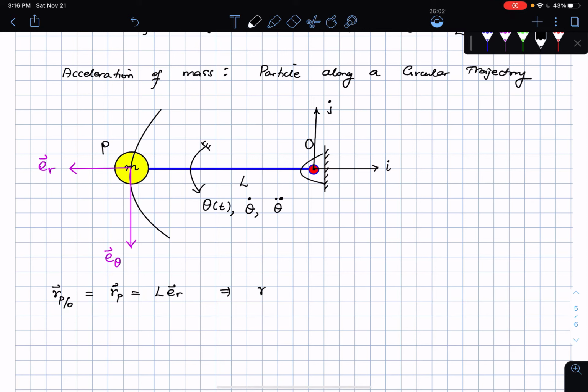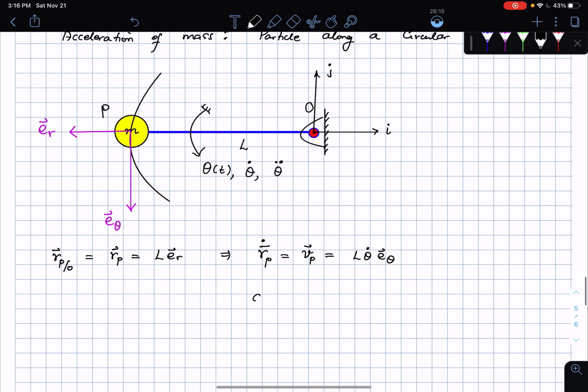If I differentiate this one time, r dot of P, which is the velocity of point P, the mass m, is just going to be L theta dot in the e_theta direction. Then the acceleration, because the length is fixed, there is no time-varying change coming from the length, so this is just going to be minus L theta dot squared e_r plus L theta double dot e_theta. These are the terms for the acceleration of the mass.